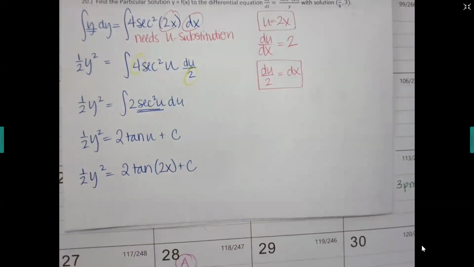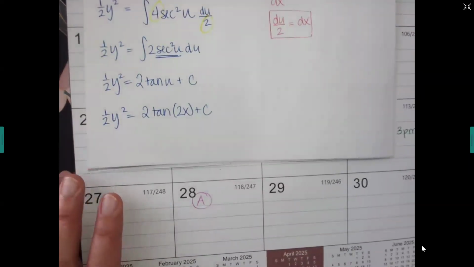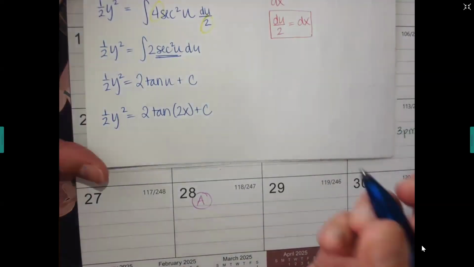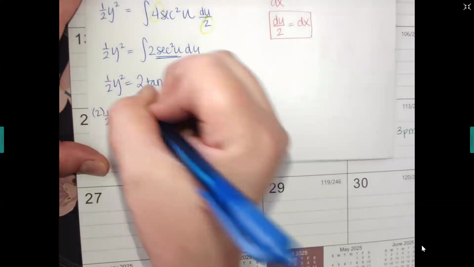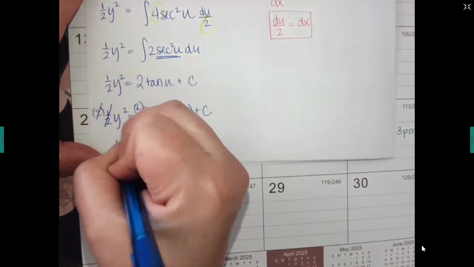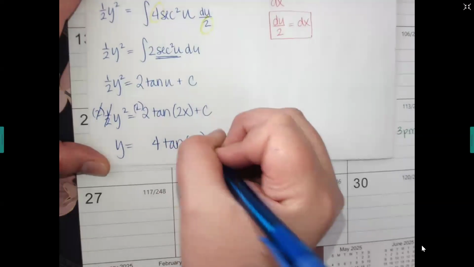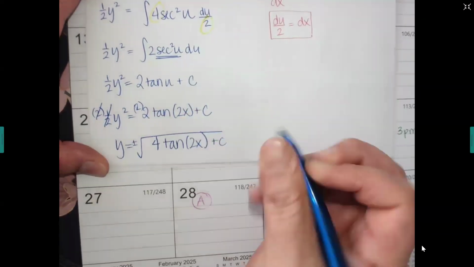Okay, what would my last couple of steps be to finish solving that? Multiply by 2, then take the square root. So this would go to a 4 in front. Tan 2x. And then plus or minus square root.